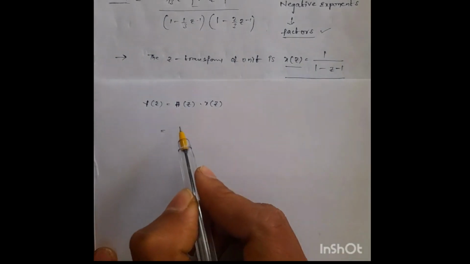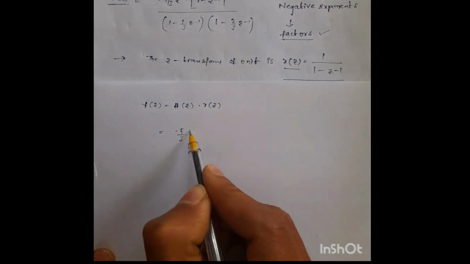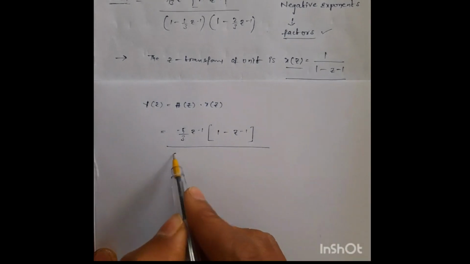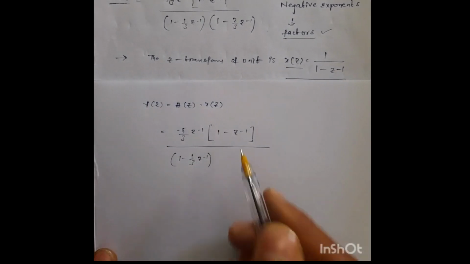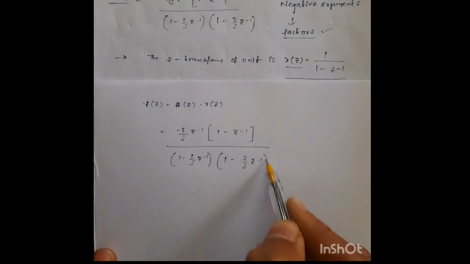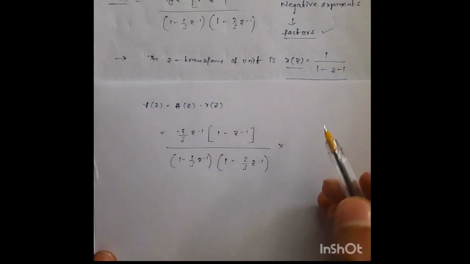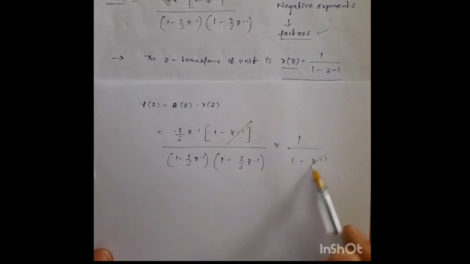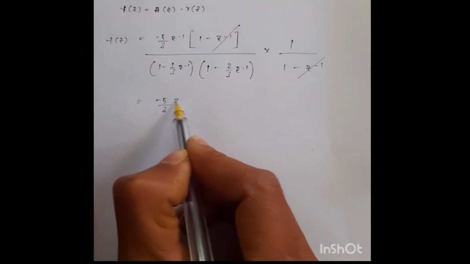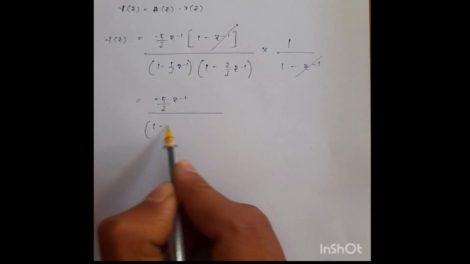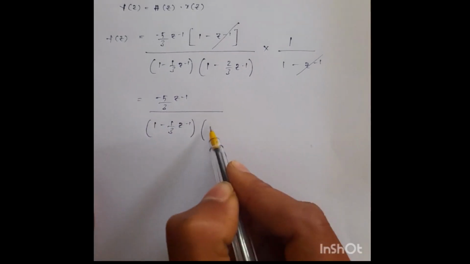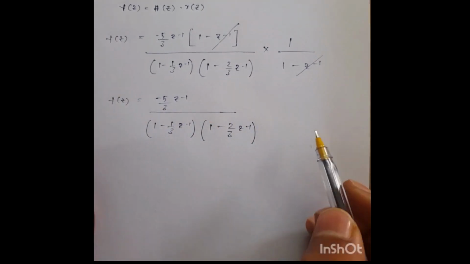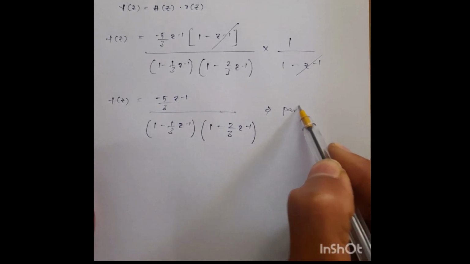So y of z is equals to h of z into x of z. So what is h of z? This one, it is minus 5 by 3 into z inverse 1 minus z inverse by 1 minus 1 by 3 z inverse 1 minus 2 by 3 z inverse into x of z, which is this 1 by 1 minus z inverse. From this we can cancel out this term, right? Now minus 5 by 3 into z inverse by 1 minus 1 by 3 into z inverse 1 minus 2 by 3 into z inverse is y of z, right? So now to proceed further we have to do partial fractions here.